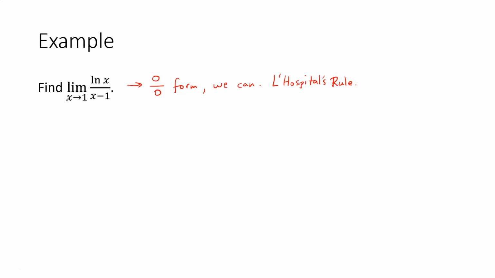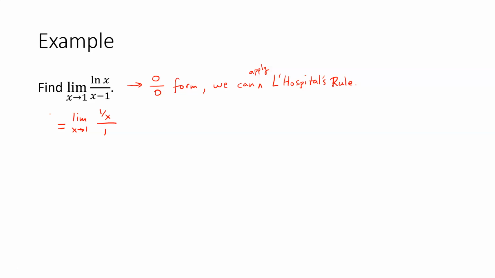So yeah, we can apply L'Hopital's rule. Okay, so L'Hopital's rule says that if I take the derivative of the numerator and denominator, we get the same limit. Notice that we're actually not doing the derivative of the whole function, but we're doing the derivative of the numerator and denominator separately. So I'll take the derivative of ln x in the top, which is 1 over x, and the derivative of the bottom, which is just 1.